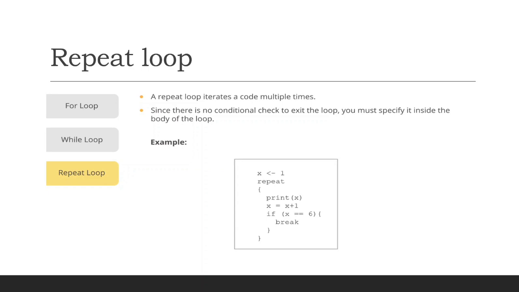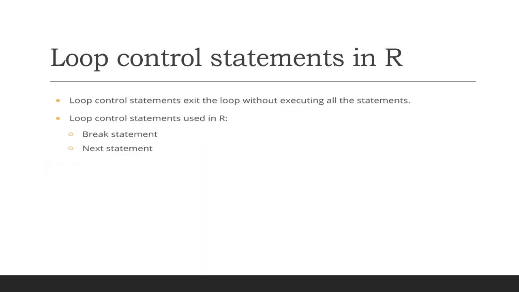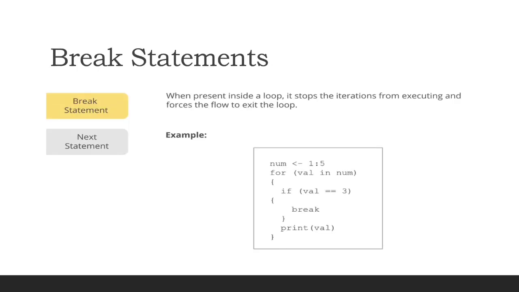So likewise here break has been used. There are two control statements in loops, that is the break statement and the next statement, which will exit the loop or skip without executing all the statements. So the break statement, as we have seen now, we can use it anywhere. Whenever that condition is met, wherever the break is there, it will come out of the loop. Okay, what is written here? When the break is present inside a loop, it stops the iteration from executing and forces the flow to exit the loop. So this is the break statement.